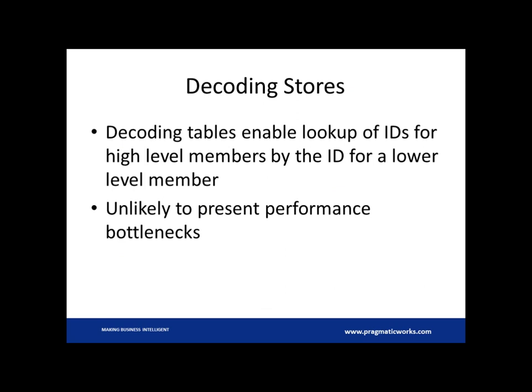The decoding stores are, again, a set of tables that are prepared and stored internally within the analysis services database that facilitate looking up high-level members of a hierarchy by the ID that is attached to a lower member. So this would give me the ability to look up very quickly the city associated with a particular customer if all I had was the customer ID. This generally does not present performance bottlenecks. It's very light on system resources, so usually no particular problems here.